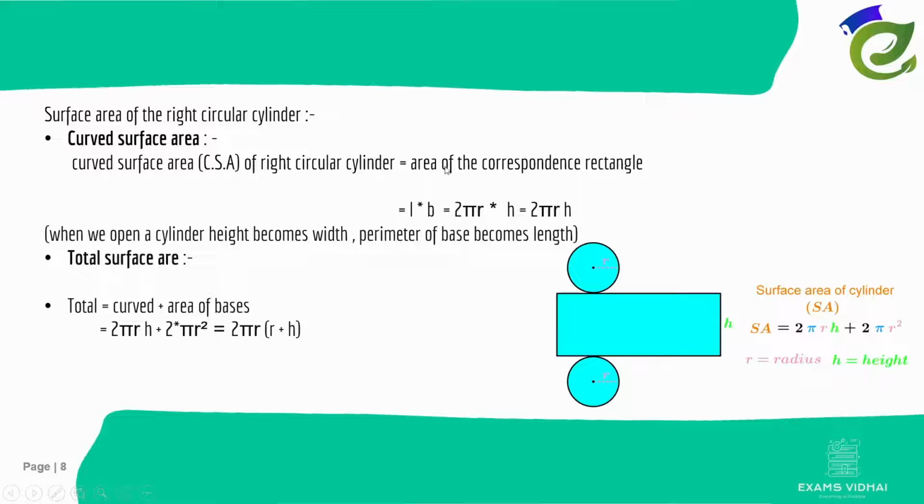Simply, CSA is the area of this rectangle. The area of a rectangle is L into B, in which length is... breadth is height. Breadth is height. Length is 2 pi r, as it is bounded by a circle. The perimeter of a circle is 2 pi r, so the length is 2 pi r and the height is h, giving 2 pi r h. Total surface area, as we discussed, equals curved surface area plus area of bases: 2 pi r h plus 2 pi r square, in which we take 2 pi r common, giving 2 pi r of r plus h.